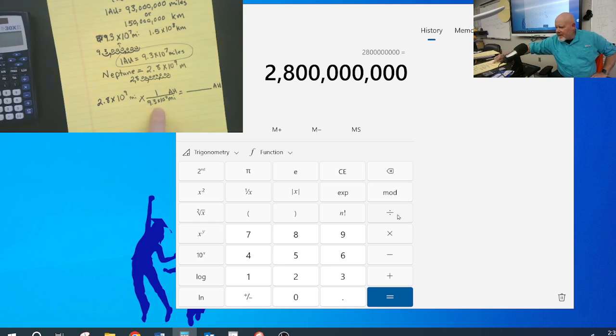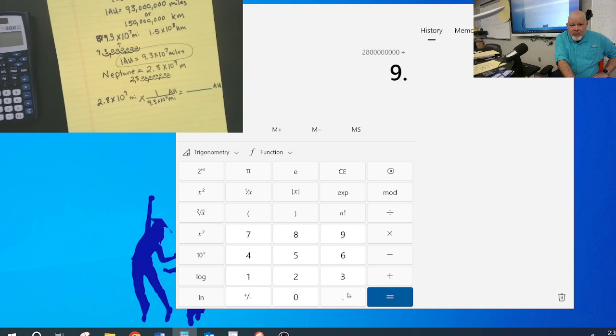And I'm going to divide it by 9.3 million. That's the distance from the Earth to the Sun. So I'm going to hit divide, which is 9.3. And I'm going to hit exponent 7. So that now means 9.3, move the decimal point to the right 7. So that would be 93 million. Okay? 9.3 times 10 to the 7 is 93 million miles.